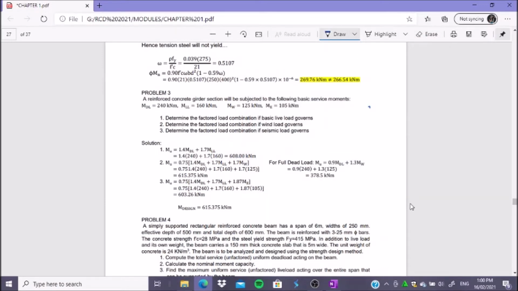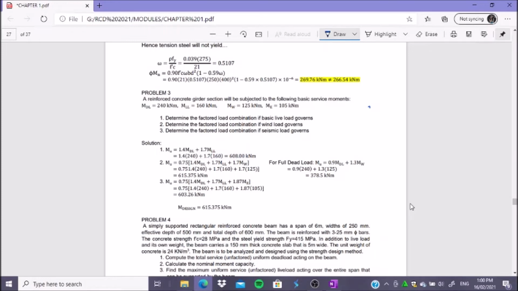Okay, dito, problem number 3, I will read. A reinforced concrete girder section will be subjected to the following basic service moments. We have moment due to dead load 240, moment due to live load is 160, moment due to wind is 125, and moment due to earthquake is 105. So there are 4 load types na. Number 1, determine the factored load combination if basic live load governs. Determine the factored load combination if wind load governs, and determine the factored load combination if seismic load governs.